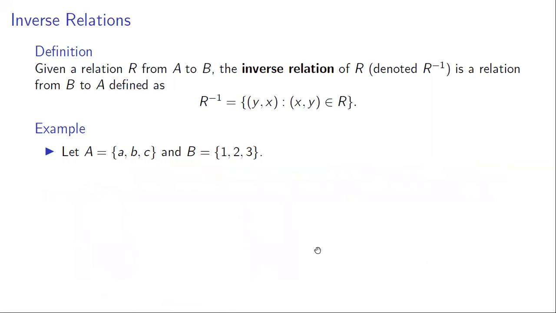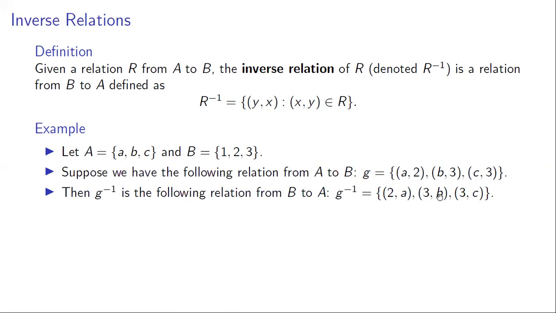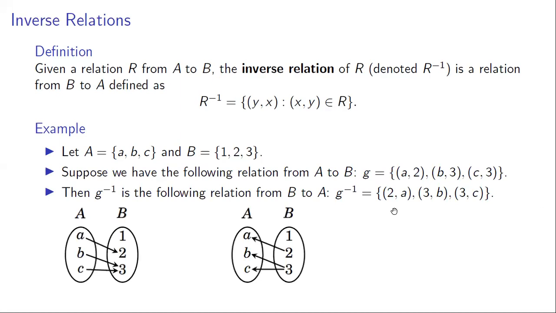Let's look at another example, same sets A and B. Now let's have a different relation, which we'll call G. It's a relation from A to B. It has these ordered pairs. And so what is the inverse of G? So G inverse is the following relation from B to A. So it's the same pairs, but each of them is flipped around. So here's the picture view. On the left here, you see the original relation G. And in the middle here, we see G inverse, which is the inverse relation.